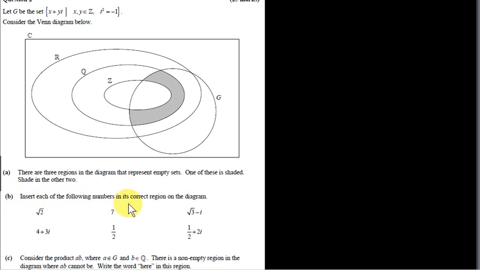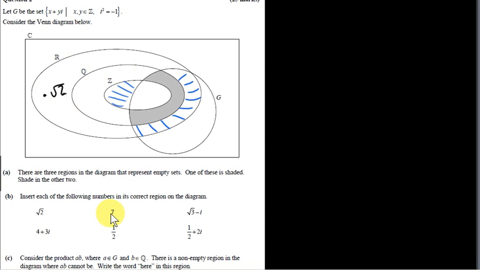Insert each of the following numbers in its correct region on the diagram. The square root of 2 is an irrational number. It cannot be written as a ratio of integers, so it does not belong in the set Q. It actually belongs in the set R. It doesn't belong in G either. We showed earlier that this region is empty. I'll shade in those empty regions again. There are no elements in here, and there are no elements in here either. So root 2 belongs between R and Q, and I can put it anywhere, like there.